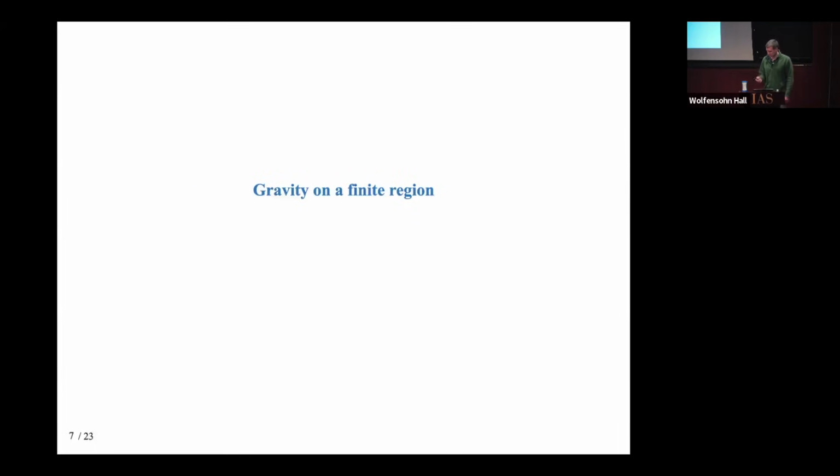So to get into what I want to talk about today, I'm going to start by discussing gravity on a finite region. When I say finite, I'm talking about the gravitational path integral, so by finite, I mean compact. We're doing the path integral on a compact Euclidean spacetime with boundary. And the semi-classical saddles of this path integral will have finite volume.